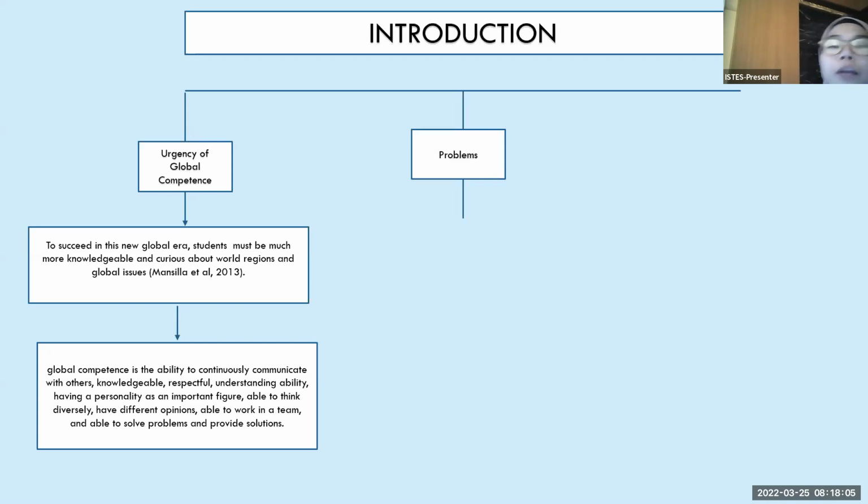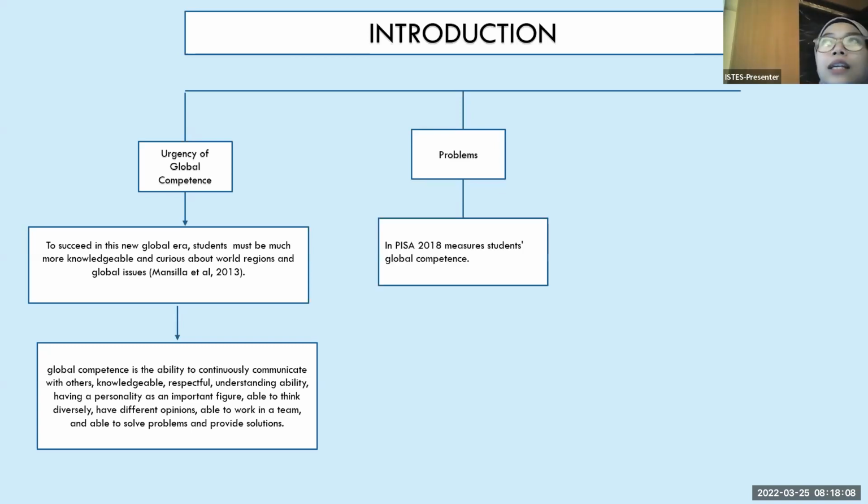But there are problems about global competence. Global competence is still considered a new construct in the scientific context. We can see that in PISA 2018, PISA not only measures scientific literacy, mathematics literacy, or financial literacy, but in addition also measures student global competence. Before PISA 2018, like PISA 2015 or 2012, it did not measure global competence.